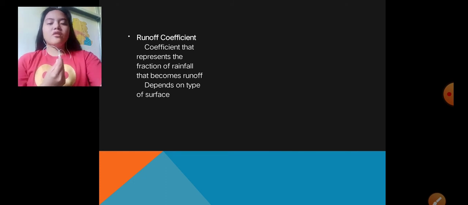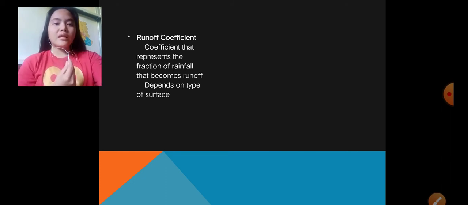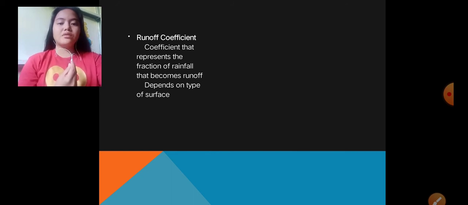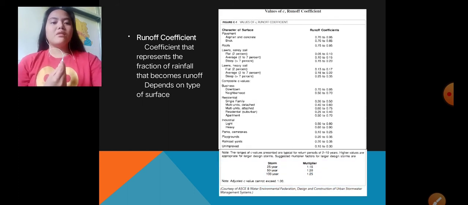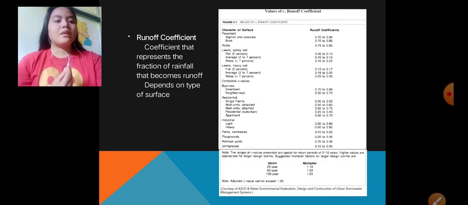So in runoff coefficient, this is a coefficient that represents the fraction of rainfall that becomes runoff, and also depends on type of surface. So this is the table. This table is available in my written report. So I will not discuss much about this.